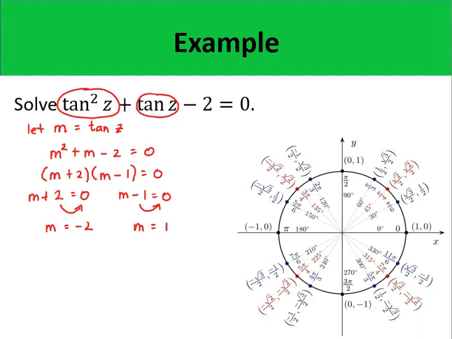So since we have solved for m, we write it back to tangent of z because m is equal to tangent of z according to our representation. So the m here can be written as tangent of z is equal to negative 2. And for the other case, the m will also be replaced by tangent of z is equal to 1. Now on the definitions of the unit circle, tangent is equal to the y-coordinate over the x-coordinate. But if we try to divide all the y-coordinates here on the unit circle by the corresponding x-coordinates, none of them will be equal to negative 2.